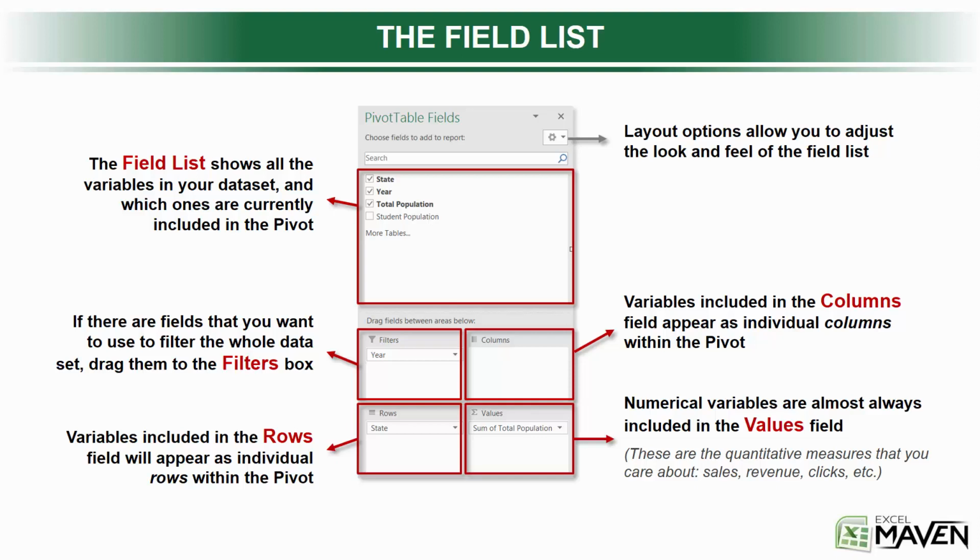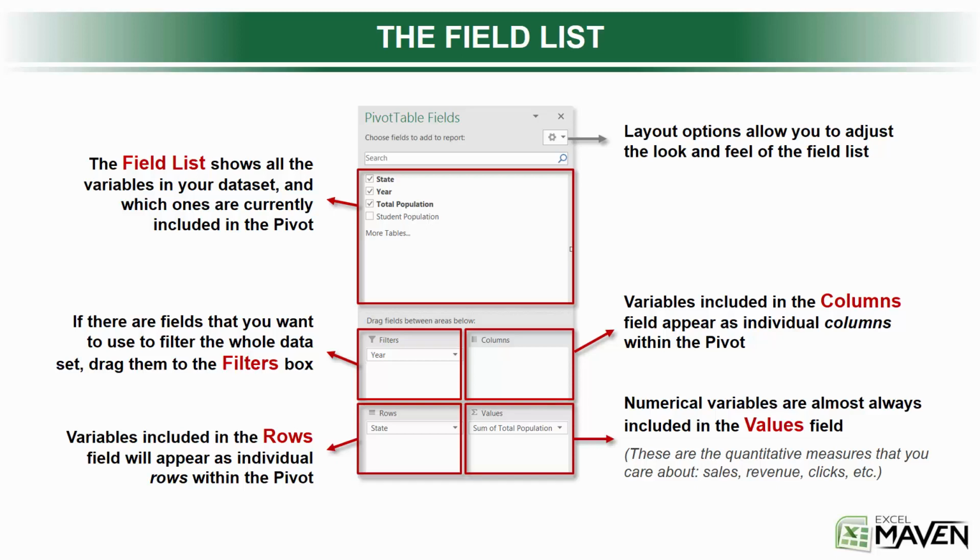Depending on how you choose to summarize your values, in this case by state, you can drag that field to either the rows or the columns boxes. If I drag state into the rows box in the lower left, I'll end up with a pivot 50 rows tall with a row for each state along with the total population for each. If I drag state into the columns box in the upper right, I'll end up with a pivot 50 columns wide with a column for each state instead of a row.